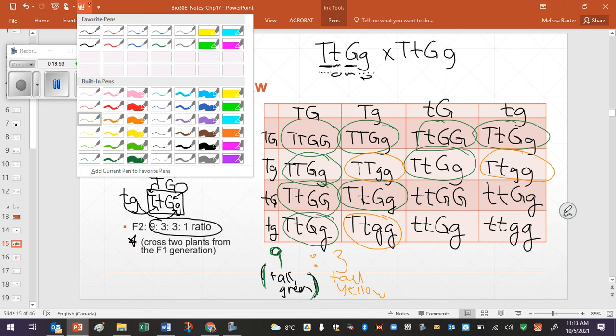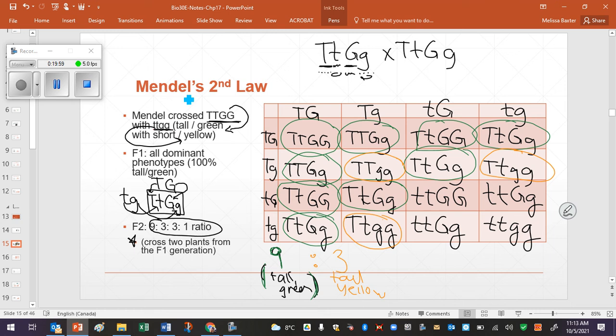Let's pick maybe this bluish green. Now the next 3 in the ratio represents sort of the opposite. Plants that have one dominant and one recessive trait, but the other way around. So my first 3 had dominant allele for height, recessive allele for color. My next 3 is going to have recessive allele for height, dominant allele for color. So I'll see that 1, 2, 3 plants would give me that scenario. I will have 3 dwarf or short plants that are green.